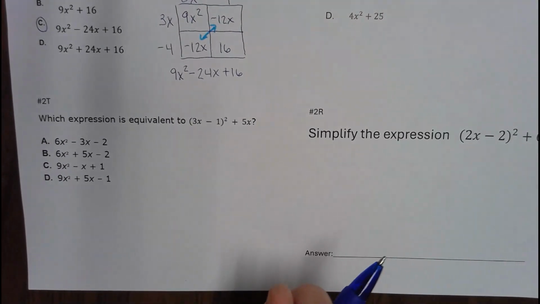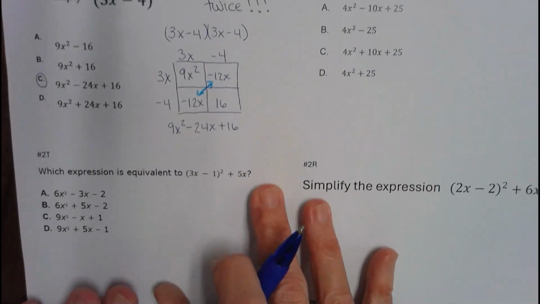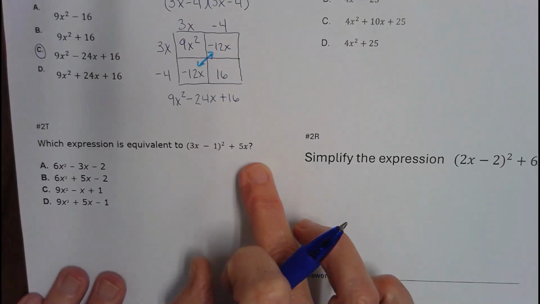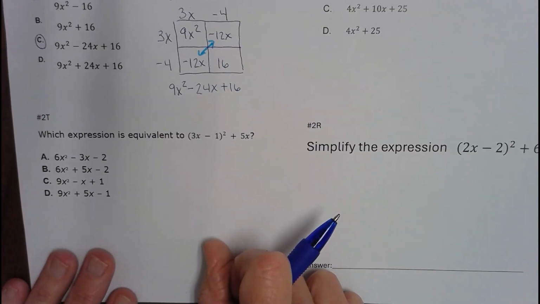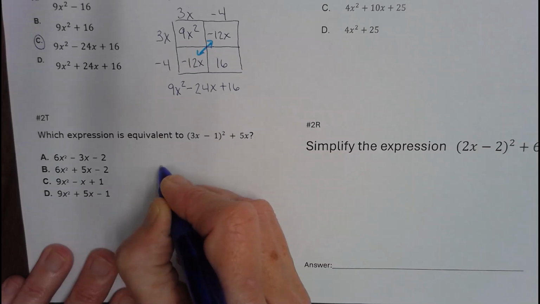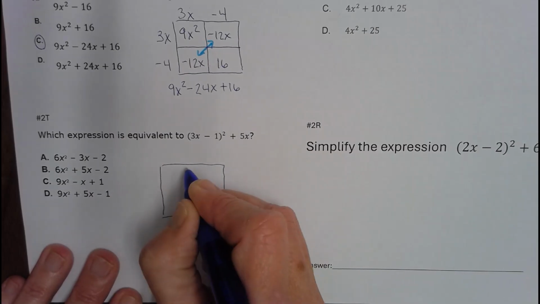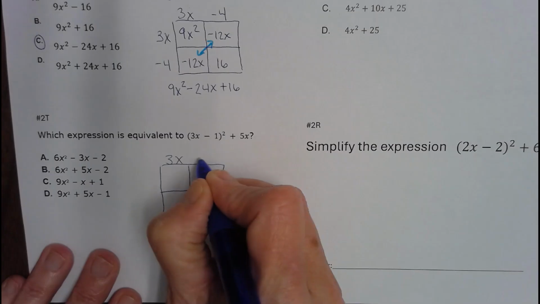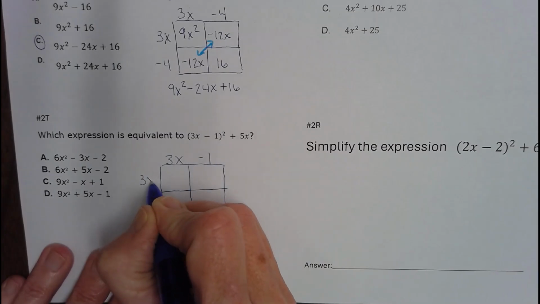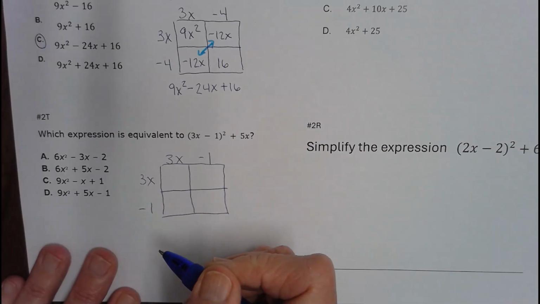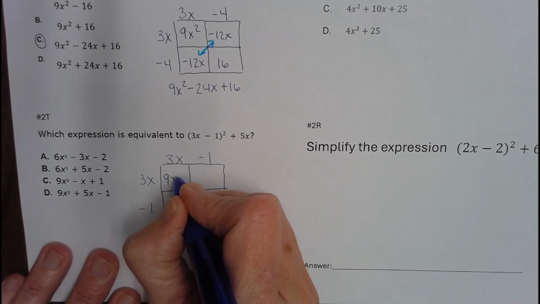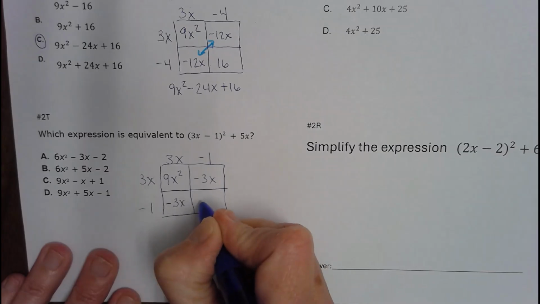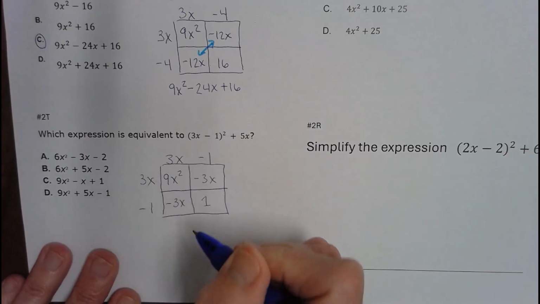Okay, number 2, another most missed problem. The first issue is, again, we've got the same issue here, knowing how to do that, but then remembering that we've got to add 5x at the end. Okay, so we're going to do a 2 by 2 box, because the square is telling me that 3x minus 1 is getting multiplied times itself. So I've got 9x squared, negative 3x, negative 3x, and a positive 1 when I multiply.